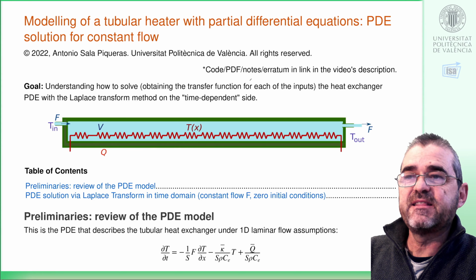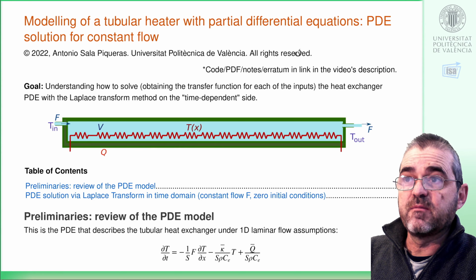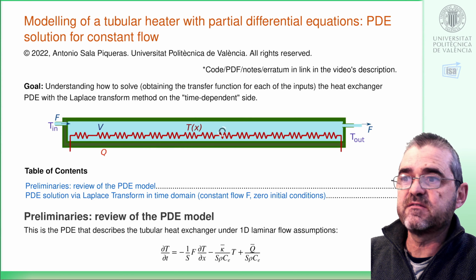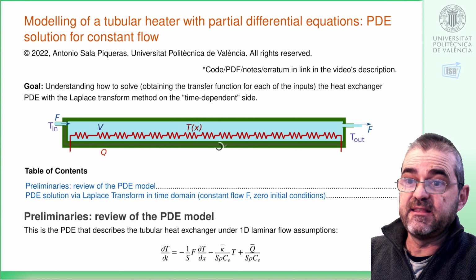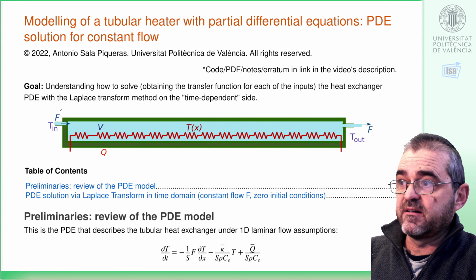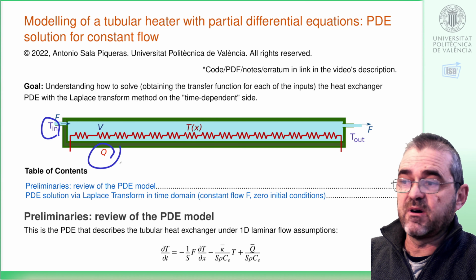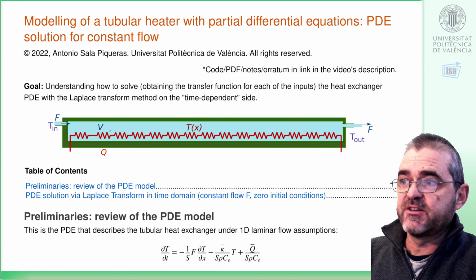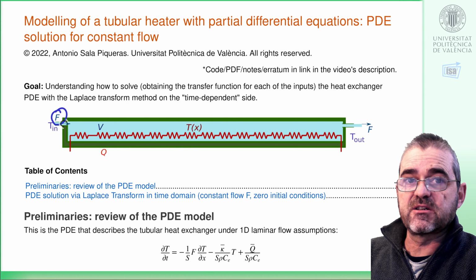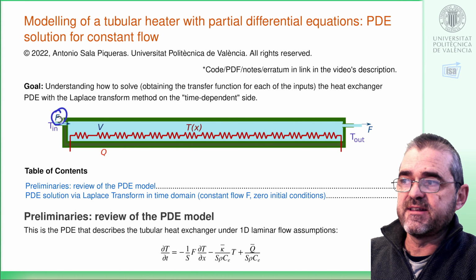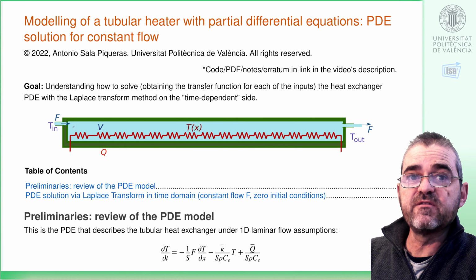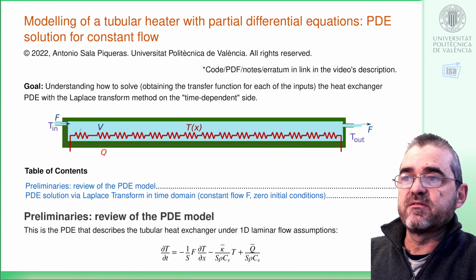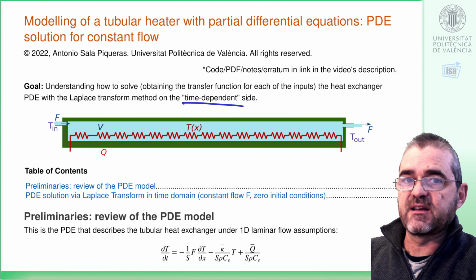I'm Antonio Sala, and in this video we're going to solve the partial differential equations arising from modeling this tubular heat exchanger whose inputs are inflow with a given input temperature and heating power Q. We'll solve the PDE assuming input flow is constant to avoid nonlinearities due to its product with temperatures, and we'll solve it with the Laplace transform method on the time-dependent side.